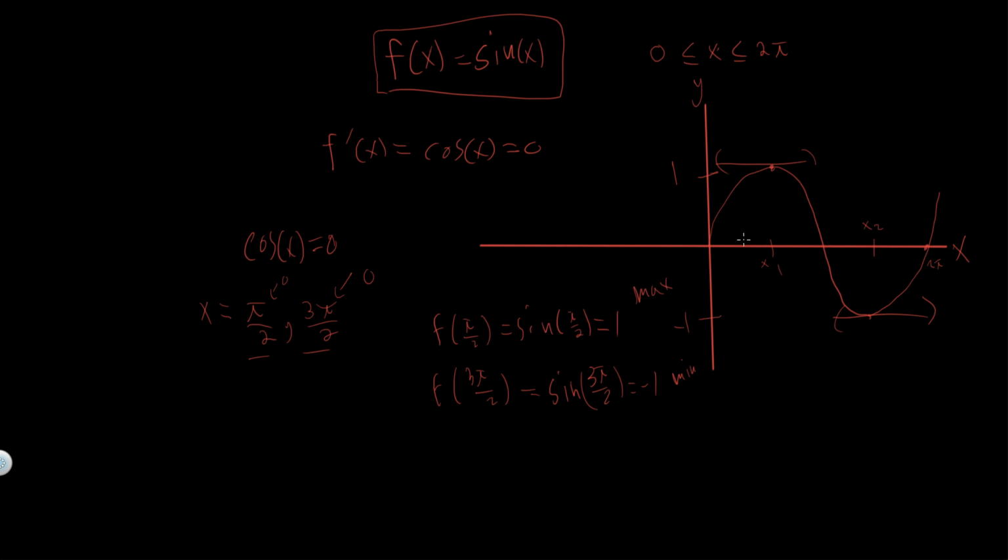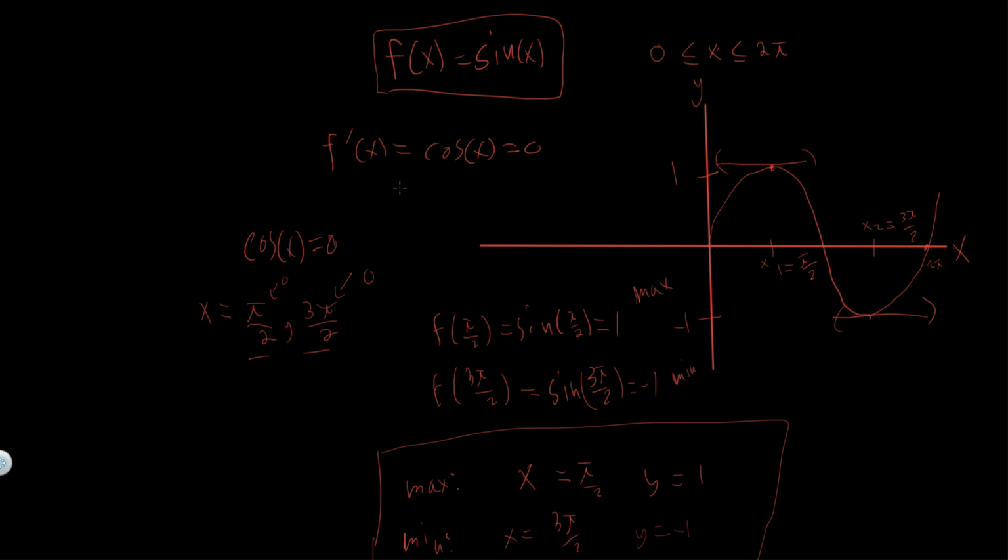So from the domain 0 to 2 pi, the maximum of this function occurs at x equals pi over 2, and it is 1. So this is the max, right? And so x1 is pi over 2. And the minimum of this function occurs at x equals 3 pi over 2, and the value of it is negative 1. So x2 is 3 pi over 2. So using calculus, we found the minimum and maximum values of this function by using the derivative and setting it equal to 0.